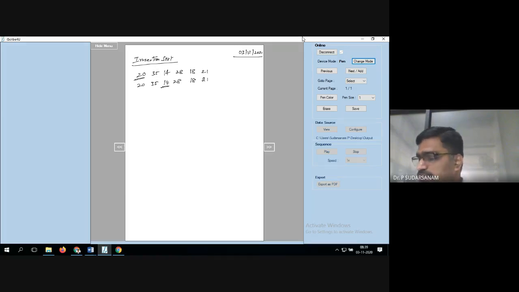Now you go for the third element. You need to check it with the previous ones. 14 is less than 35, so 35 moves to the next location. 14 is taken to a temporary location. Now you compare with 20. Same thing, 20 will be moved here. Now you don't have any previous elements, so 14 will be placed here. Copy the remaining elements 28, 18, 21.